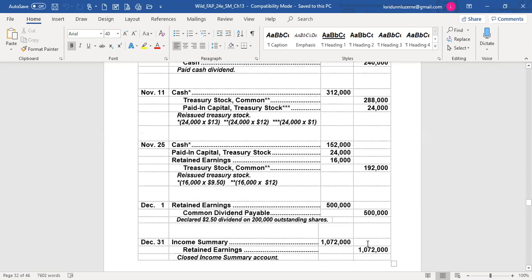The final transaction for this year is they closed the $1,072,000 credit balance from net income in the income summary account to retained earnings. Before, we used to debit income summary and credit capital, or the various capital accounts of the partners. In a corporation, we credit that account retained earnings for net income. We increase retained earnings for net income. So I'm going to do that in my T account.